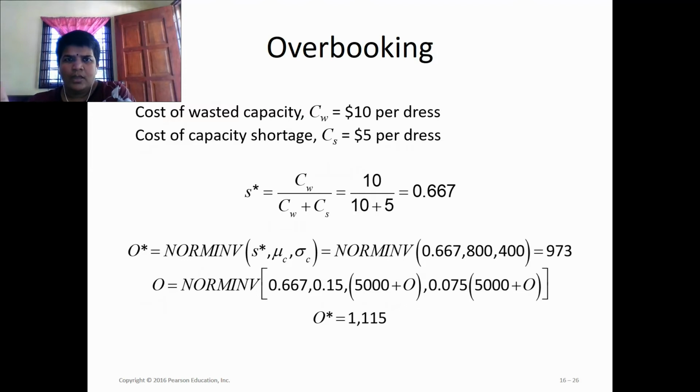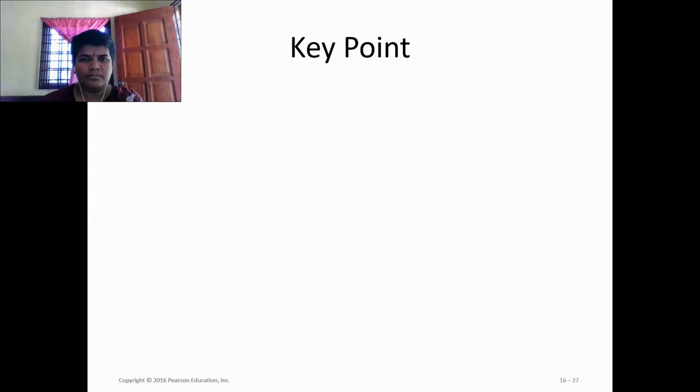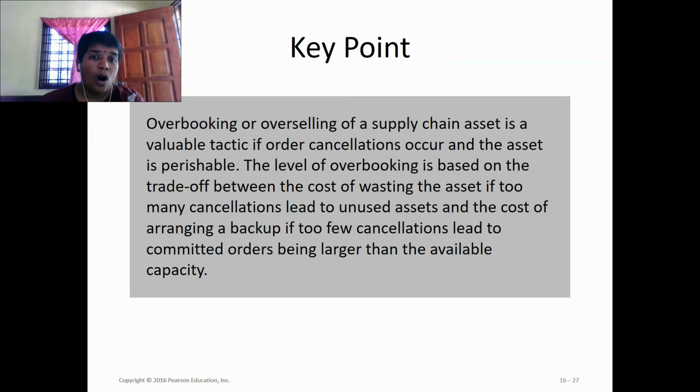Again, plug in the values to get the overbooking value. So here on the screen, the overbooking value is 1150 units. Key point: overbooking or overselling of a supply chain asset is a valuable tactic if order cancellation occurs and the asset is perishable.